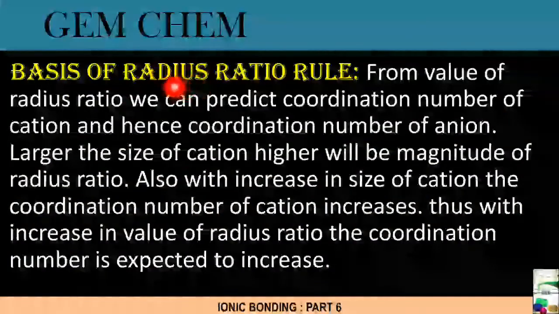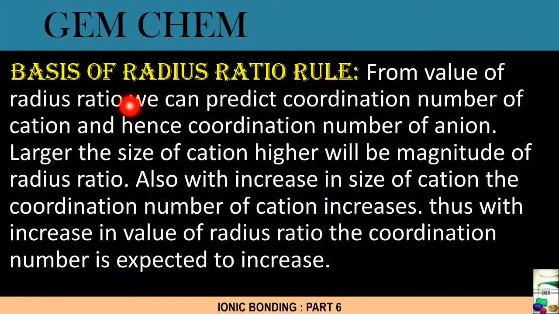Now what is the basis of the radius ratio rule? From the value of the radius ratio we can predict both the coordination number of the cation and hence the coordination number of the anion. The larger the size of the cation, the higher the magnitude of the radius ratio. Also, with increase in the size of the cation, the coordination number of the cation increases as it can accommodate more and more anions, right? Thus with increase in the value of the radius ratio, the coordination number is expected to increase.